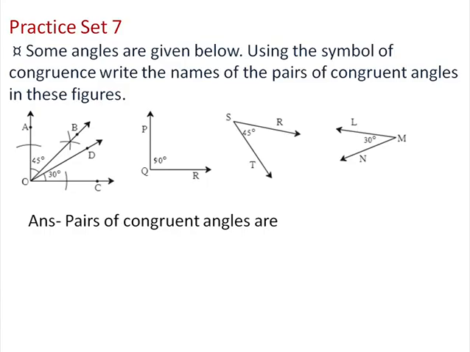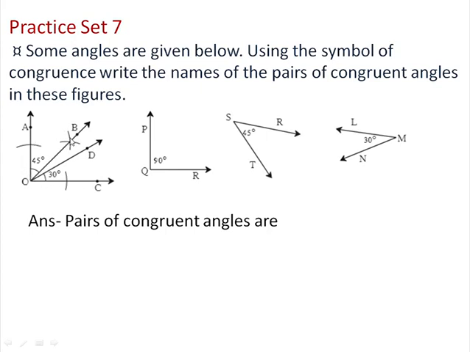Practice set 7. Some angles are given below. Using the symbol of congruency, write the names of the pairs of congruent angles in these figures. Again, first we will read all the diagrams. If you look at the first diagram, you will see that ray OB is angle bisector of angle AOC. That is, ray OB divides angle AOC into two equal parts, angle AOB and angle BOC.